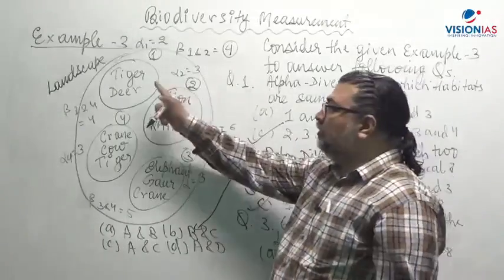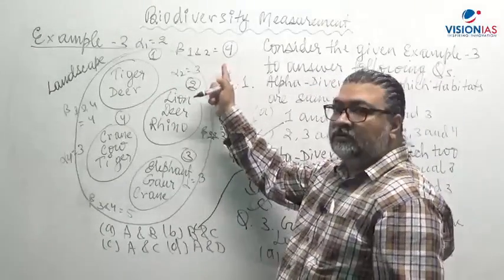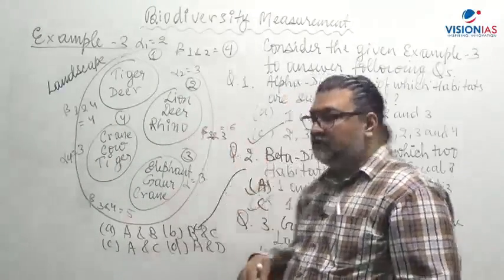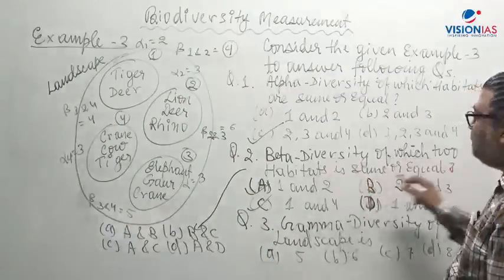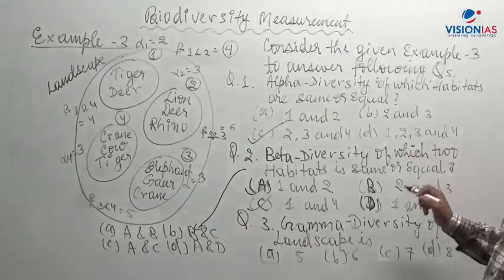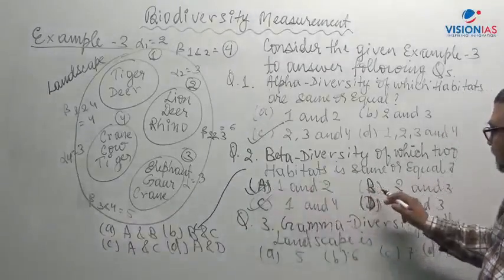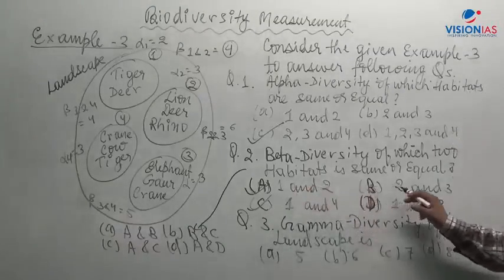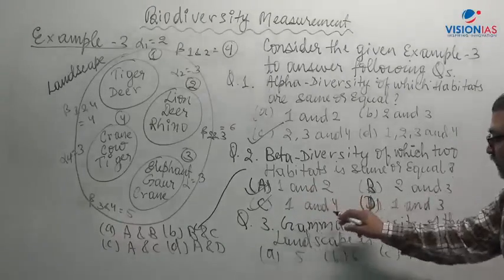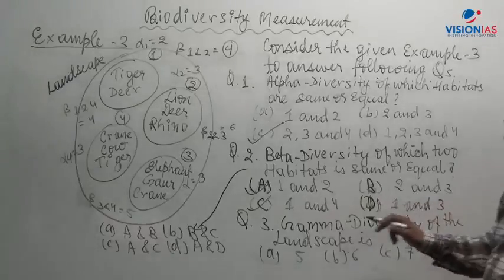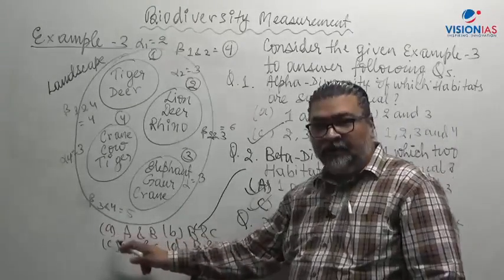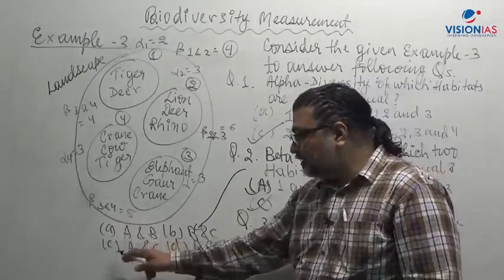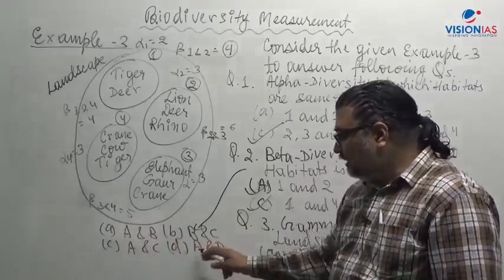So beta of 1 and 2 is equal to 4, and 1 and 4 also equal to 4, the total number of species. So what comes here? Beta diversity of which 2 habitats is the same or equal. I am giving here capital A, capital B, capital C, capital D. Capital A is 1 and 2, capital B is 2 and 3, capital C is 1 and 4, capital D is 1 and 3. And now I am giving you the options here: small a, A and B; small b, B and C; small c, A and C; and small d, A and D.